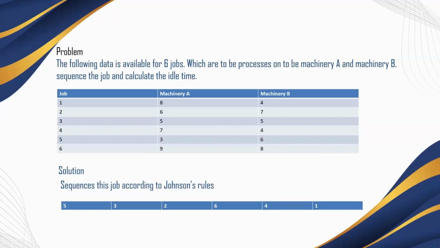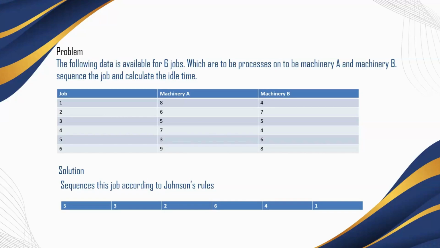If the shortest processing time is for the job on the first machine, place that job first in the sequence. If it is on the second machine, place that job last in the sequence. Remove the job assigned to the sequence from further analysis.